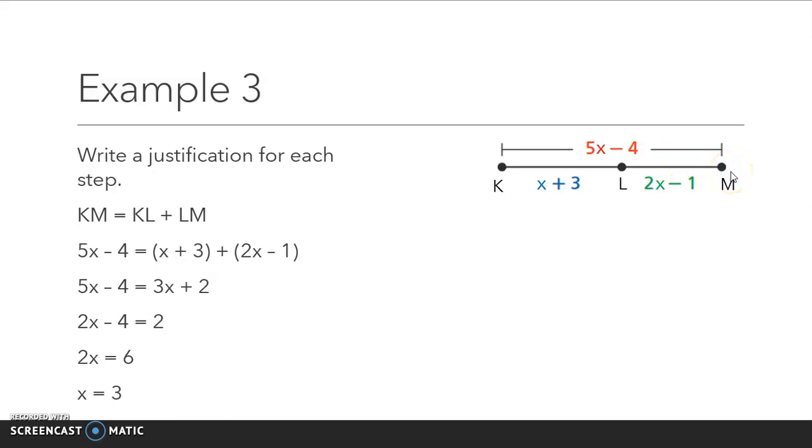Now this is something you may recall from chapter 1. We have the part, the blue part, plus the green part, equals the total part. So we're going to think through what that justification is and then write it down. And the thing that allows me to add segments together to get a bigger segment is the segment addition postulate.